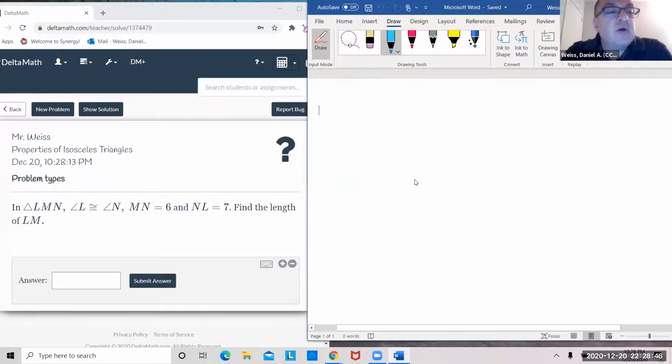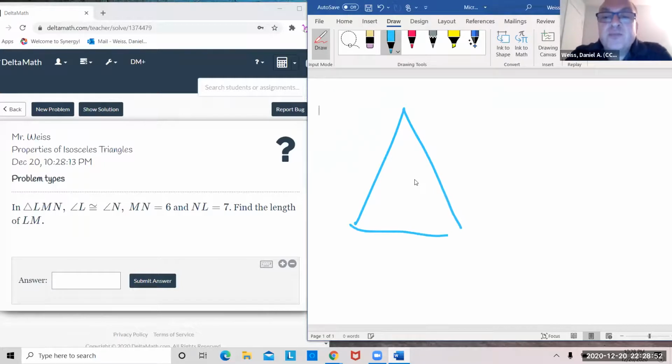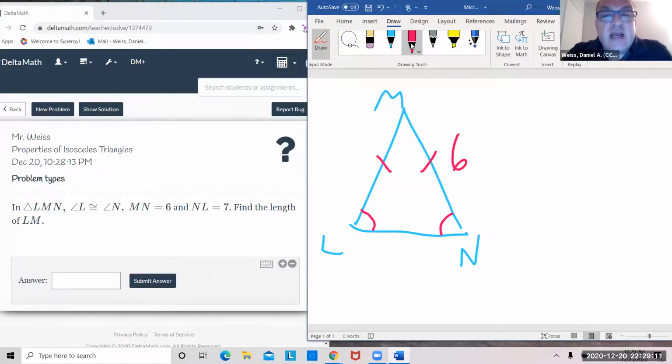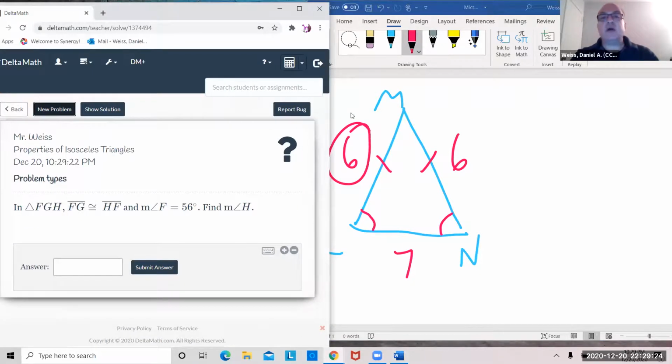So it says triangle LMN. Draw a triangle, LMN. It says angle L is congruent to angle N. So these two are congruent. If that's true, then these two sides are congruent. MN equals 6. NL equals 7. What's LM? LM equals 6, right? There's your answer. It's easy. Just draw the picture and you'll be good to go.